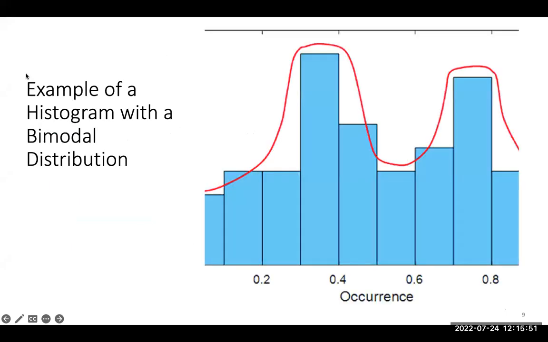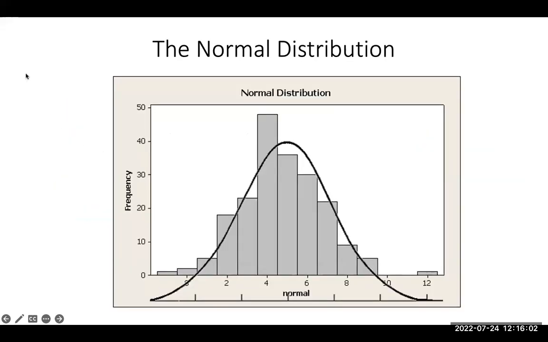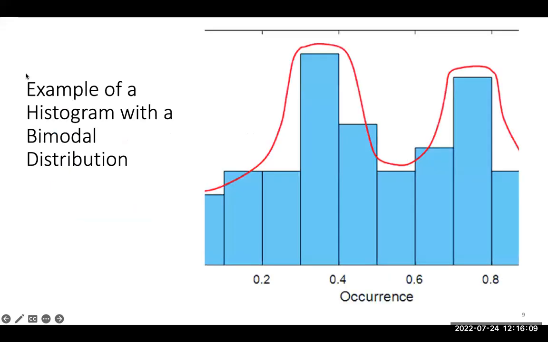So here's an example of a histogram with a bimodal distribution. So you see here, you have occurrence with 0.4 is about the same as 0.8. In this example, with a normal distribution, it's very clear there's only one mode. There is only one peak in this graph compared to this one.